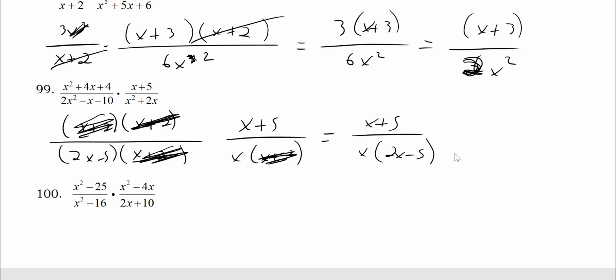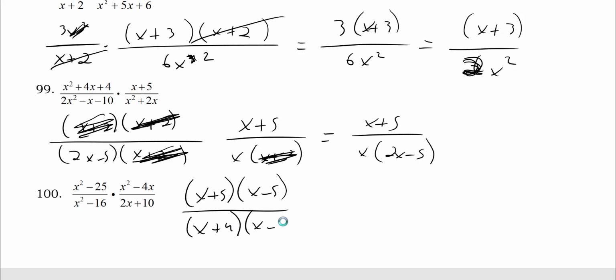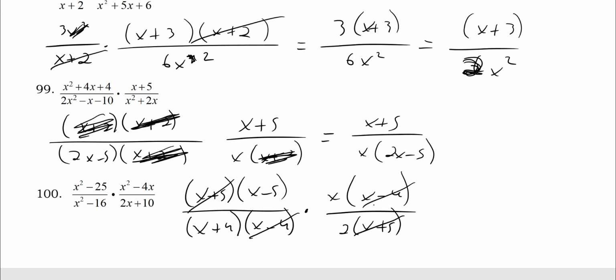Okay, last one, math fans. I'm going to factor that top left: x plus 5, x minus 5, and then x plus 4, x minus 4. And then times, I'm going to factor out just an x, x minus 4. And on the bottom, I'm going to factor a 2, so you get x plus 5. Okay, so a lot of canceling, man. x plus 5, x plus 5, x minus 4, x minus 4. And that's it, right? So your answer is x times x minus 5 over 2 times x plus 4.